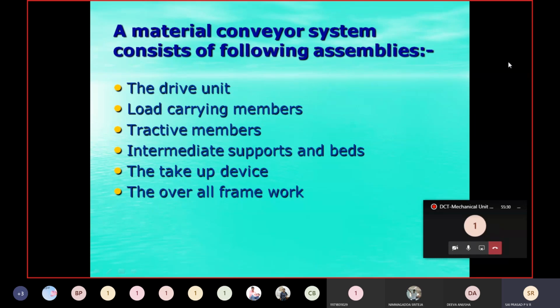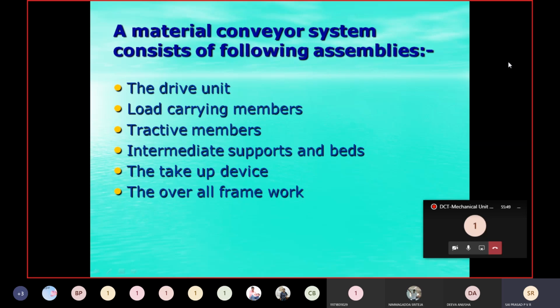The first one is the drive unit. So we should have an electrical motor, and as I said just now, if you keep an electrical motor, we are supposed to reduce the RPM, or else what will happen, the materials will be flowing very fast. Means what? Controlling the RPM of the motor is very important. So that takes care of the drive unit.